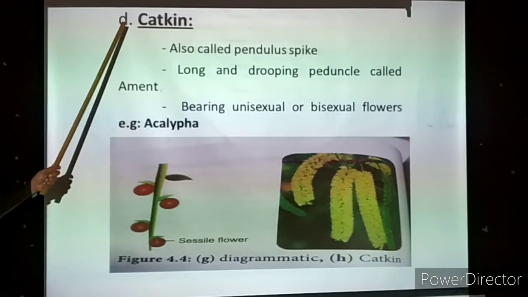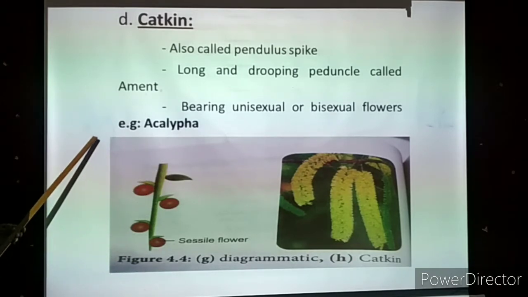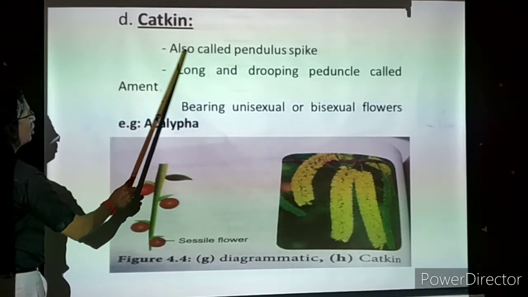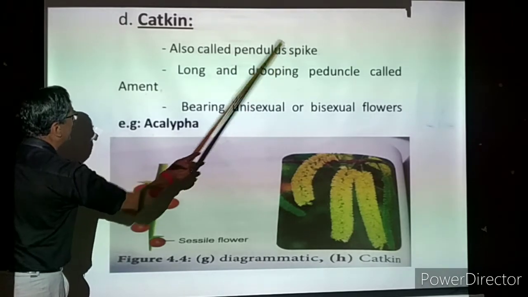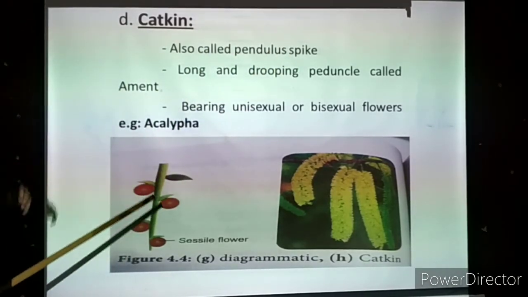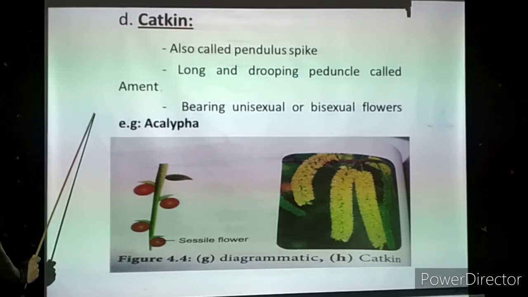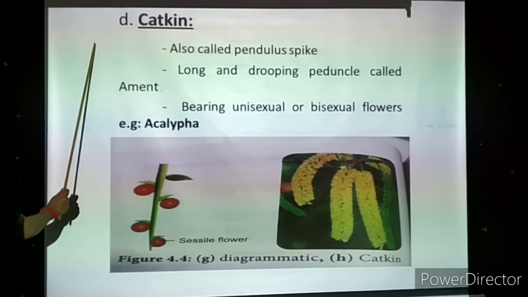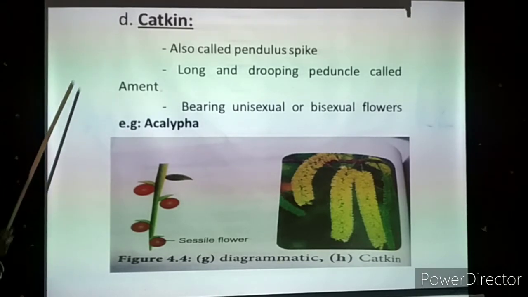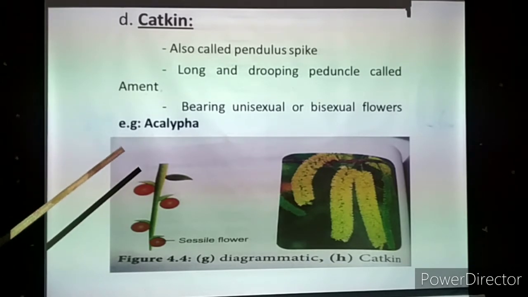Now we are coming to the fourth type of racemose inflorescence, which is called a catkin. It is also called a pendulous spike. Why are we calling it a pendulous spike? Generally, in a racemose inflorescence, the main stalk, the peduncle, is growing upward. The tip of the peduncle is facing upward. Okay, that is straight, what we can call.